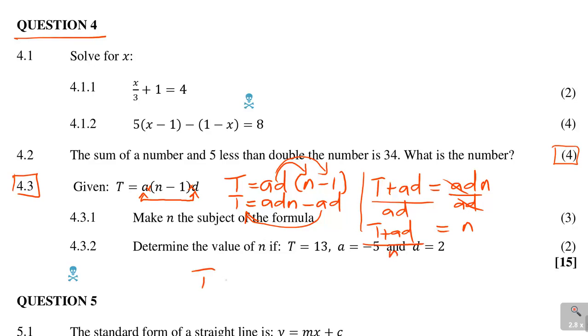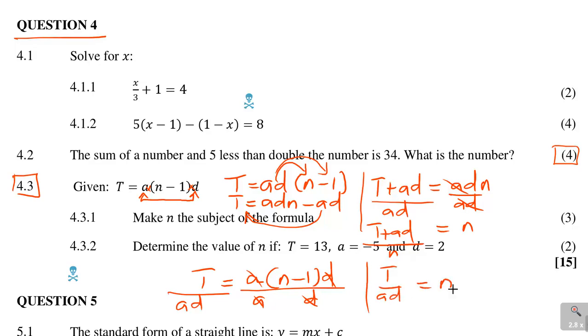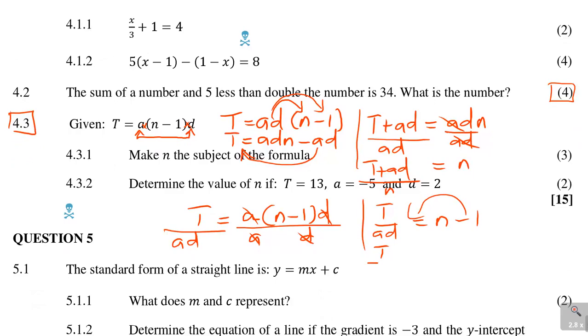Someone would have said t is equal to a, n minus 1, d. You can actually divide there by a and d, so that this goes and that goes, but what you do on the left, you do on the right. So when you've done that, you have t over ad is equal to n minus 1. Take 1 to the other side: t over ad plus 1 is equal to n.